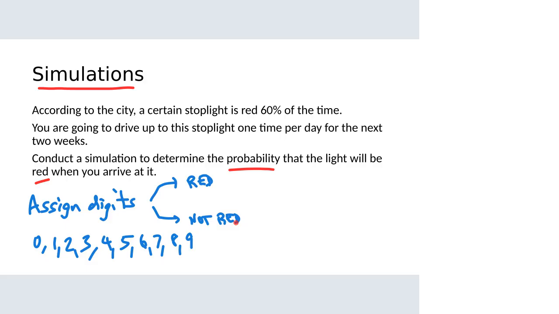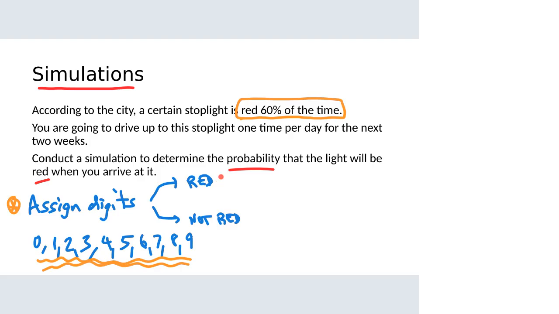My question to you, and if you don't know or you're not comfortable with it just yet, it's okay. This is the only thing that will trip you up in simulations, I'm pretty sure, this whole job of assigning digits. But let common sense be your guide here, because that's exactly how it works. Keeping in mind that I have 10 digits in my table, and I've been told that the light is red 60% of the time, how many of these digits do I want to give to red?